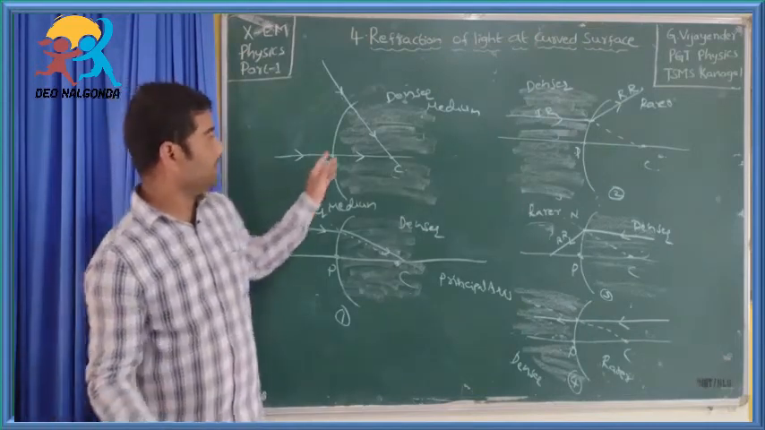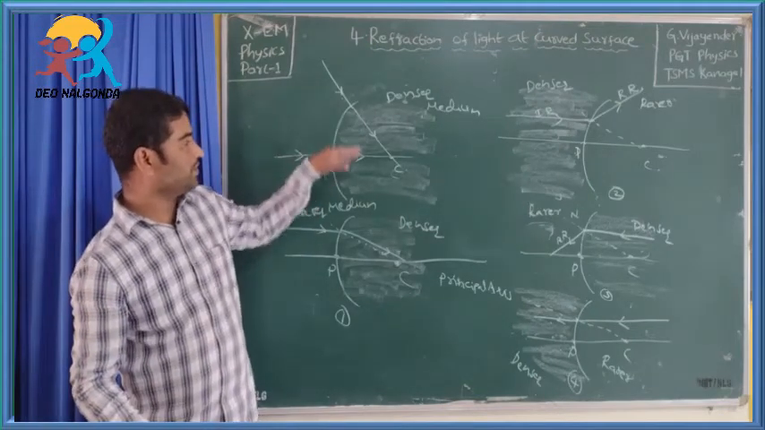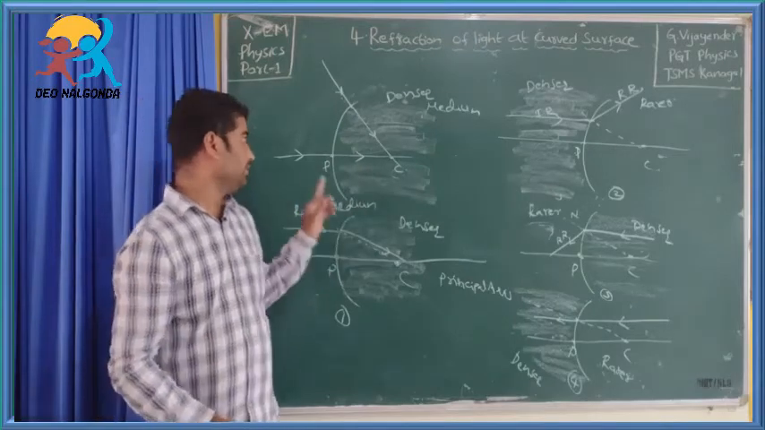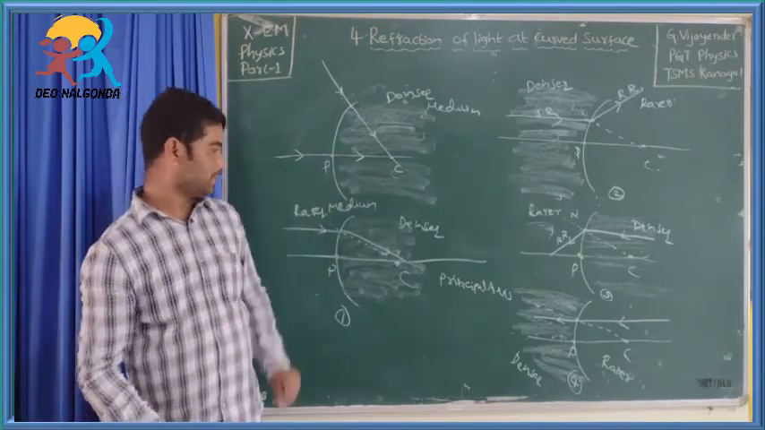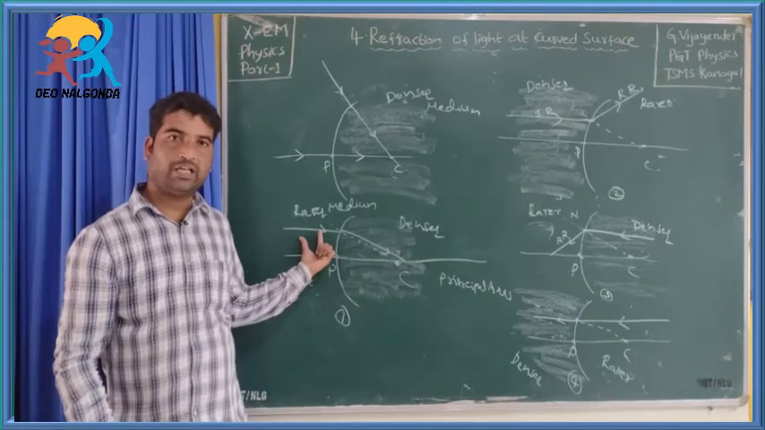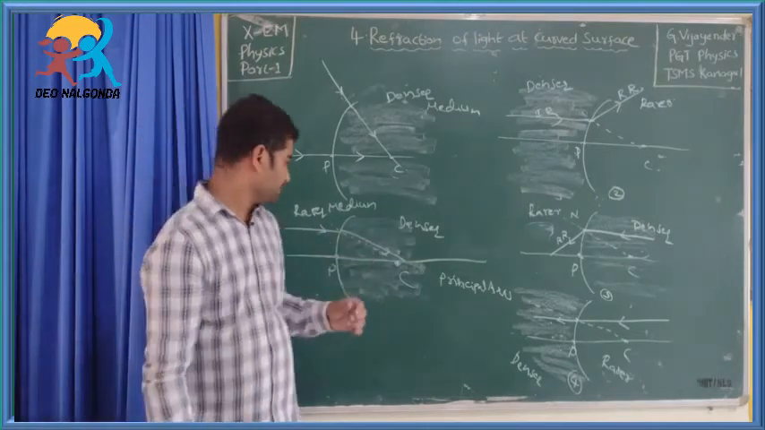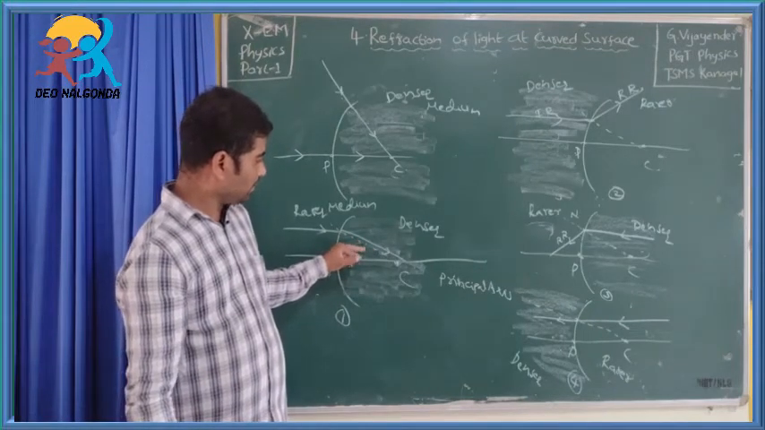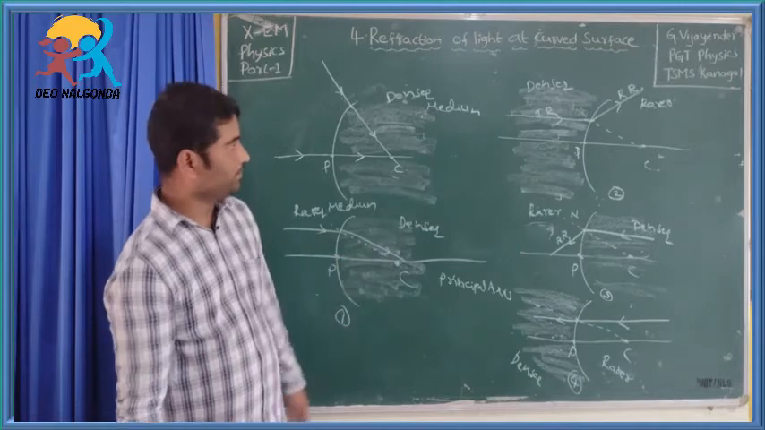In case 1, the light ray is traveling from rarer medium to denser medium and it is passing through the center of curvature or normal. It is undeviated, even though it is passing through the principal axis. In case 1, the light ray traveling from rarer medium to denser medium, after refraction, the refracted ray bends toward the normal.